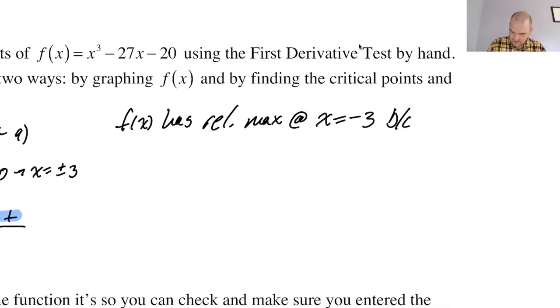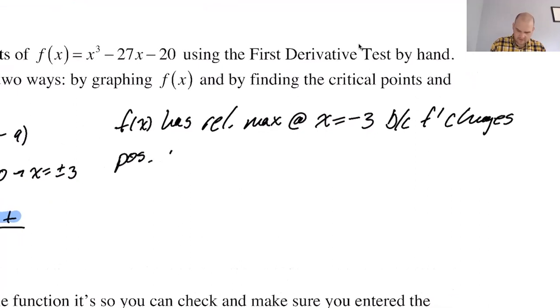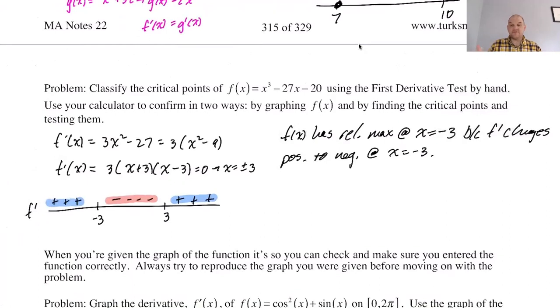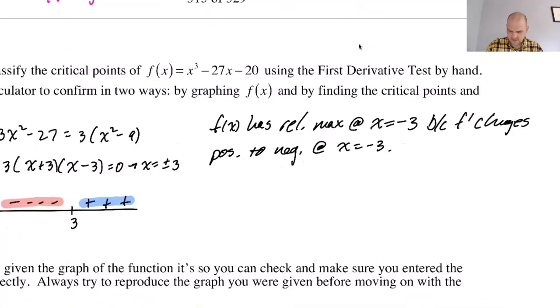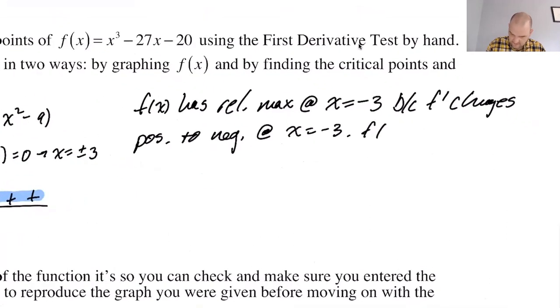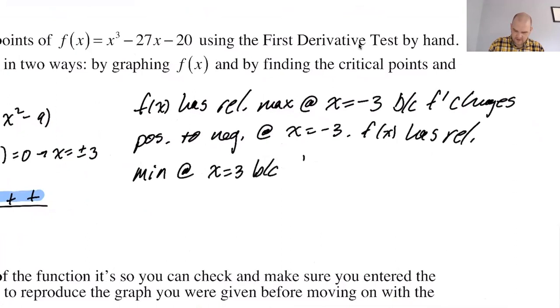Because f prime changes from positive to negative at x equals negative 3. And then f of x has a relative minimum at x equals 3 because f prime changes from negative to positive there. So let's write that. f of x has a relative minimum at x equals 3 because f prime changes from, so relative minimum, so it's got to be negative.